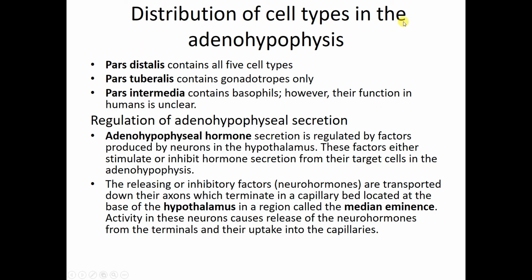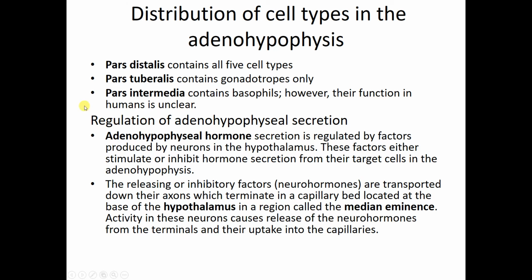Then distribution of cell types in the adenohypophysis. Pars distalis contains all 5 cell types. Pars tuberalis contains gonadotropes only. Pars distalis contains gonadotropes too, but pars tuberalis is exclusively concentrated on gonadotropes. Pars intermedia contains basophils predominantly, but its function is unclear because it's very small and very challenging to understand. Actually it might be just a remnant of embryological development, which plays no role.